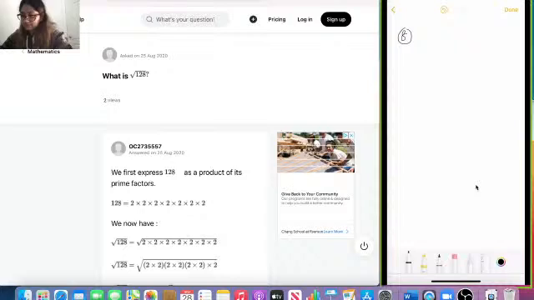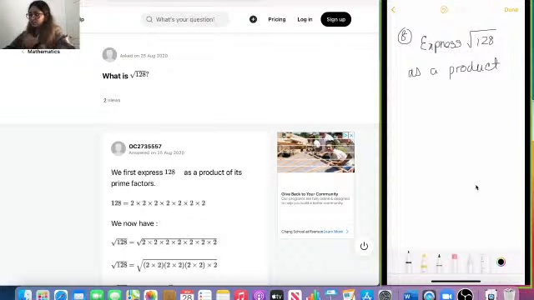Okay, next question says, what is the square root of 128? So same thing, let's first express the square root of 128 as a product. So you know what a product is, right? It's an answer derived from multiplication of numbers. So since 128 is an even number, we can suppose that it's divisible by 2.